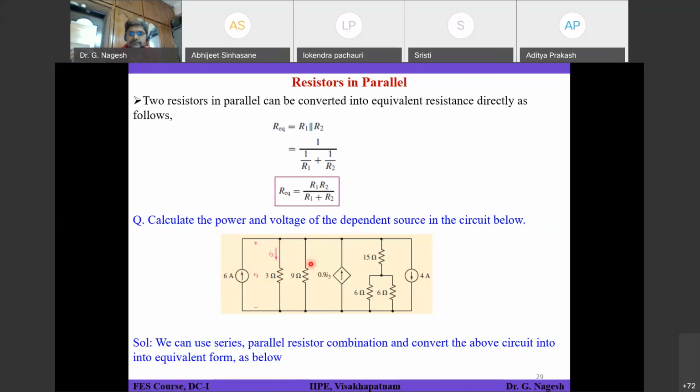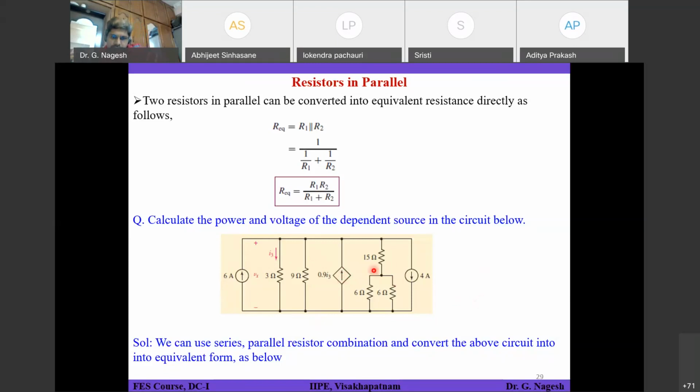Once you know I3, then you can calculate the current delivered by this independent current source. The current delivered by this independent current source, multiplied by Vx, will give you the power delivered by this independent current source. So let's see.